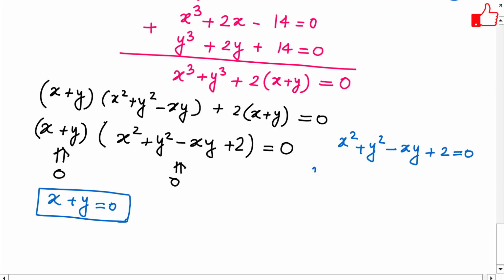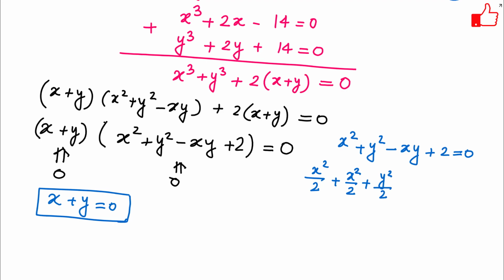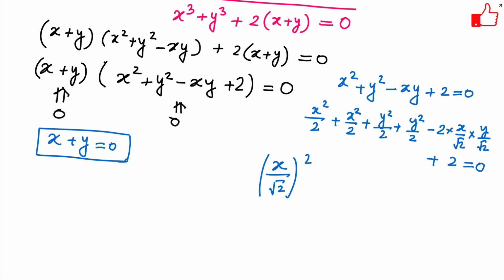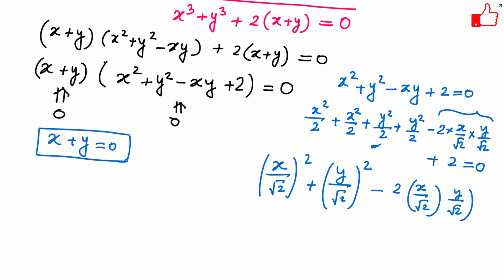Now I can write x square as x square by 2 plus x square by 2. Similarly, y square I can write as y square by 2 plus y square by 2. And xy I can write as 2 times x by root 2 times y by root 2, and this plus 2 is equal to 0. So now let us club the terms together. So the first term I can write x by root 2 whole square, then plus y by root 2 whole square, and then minus 2 times x by root 2 times y by root 2. And what is left? You are left with x square by 2 plus y square by 2 and then plus 2.